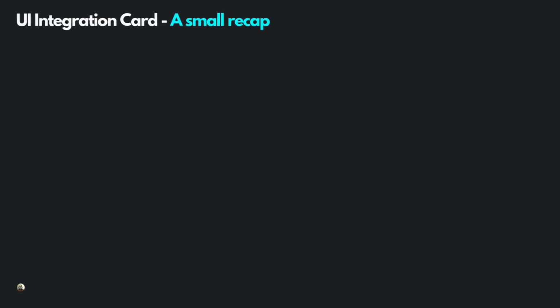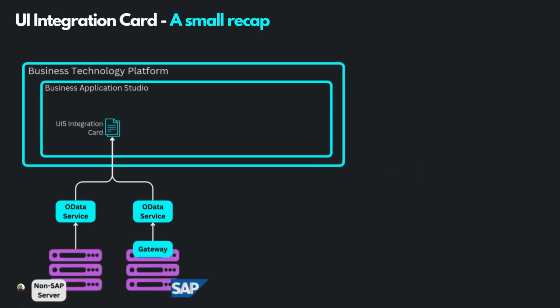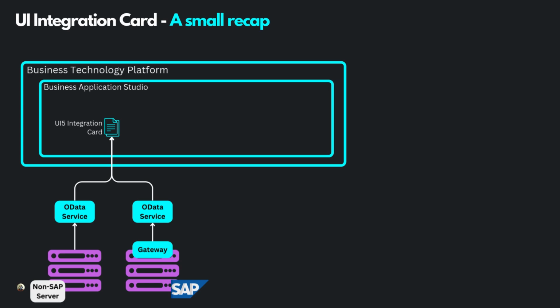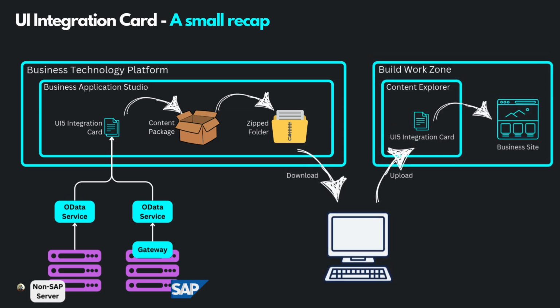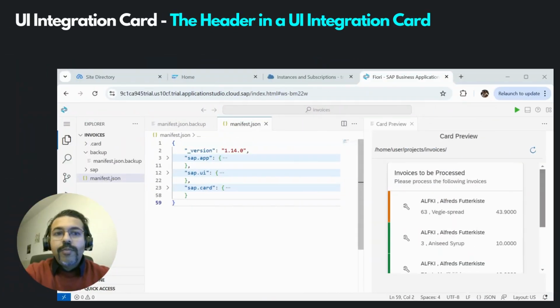Now, in the earlier videos, we had seen how to create a UI5 integration card and then how to package it into a content package and finally deploy it to your business work site that was built by using the build work zone. We had also incorporated the card into an already existing page. The role was assigned to our business site and finally to our user ID in the sub account as well. And at the moment, this is how our card looks like.